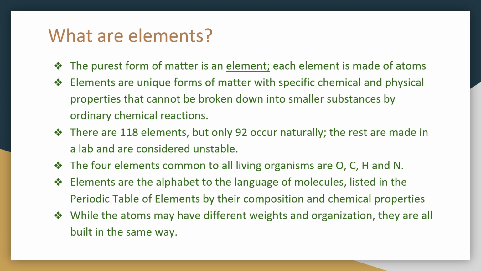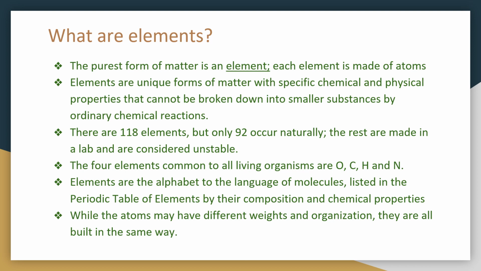So back to elements. What are elements? The purest form of matter is an element, and each element is made of atoms. Elements are unique forms of matter with specific chemical and physical properties that cannot be broken down into smaller substances by ordinary chemical reactions. There are 118 elements, but 92 of them occur naturally. The rest of them are made in a lab and are considered unstable.